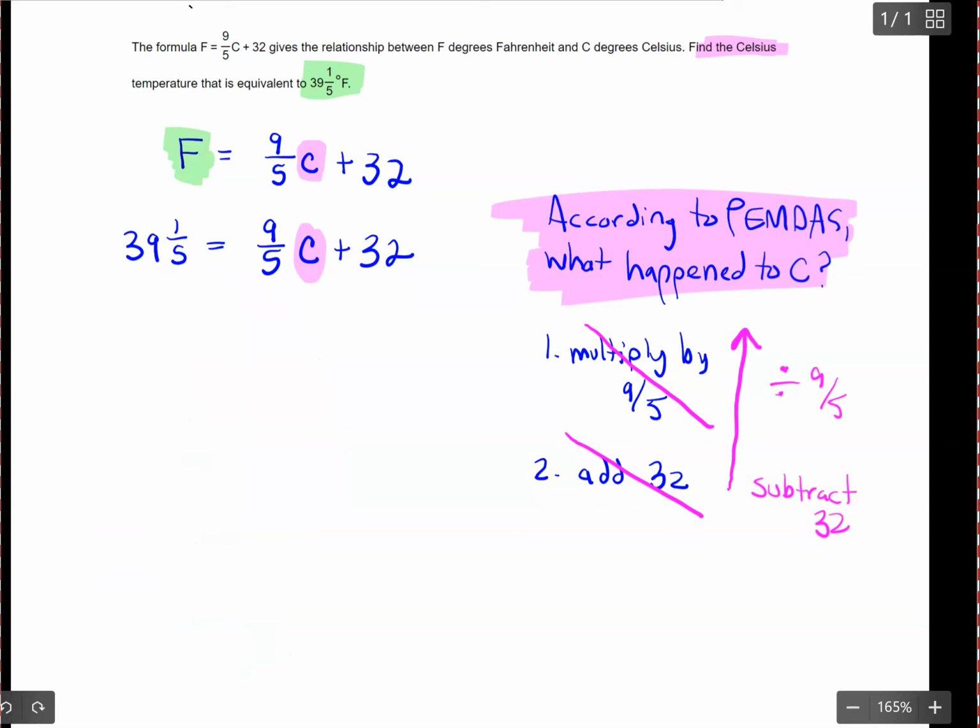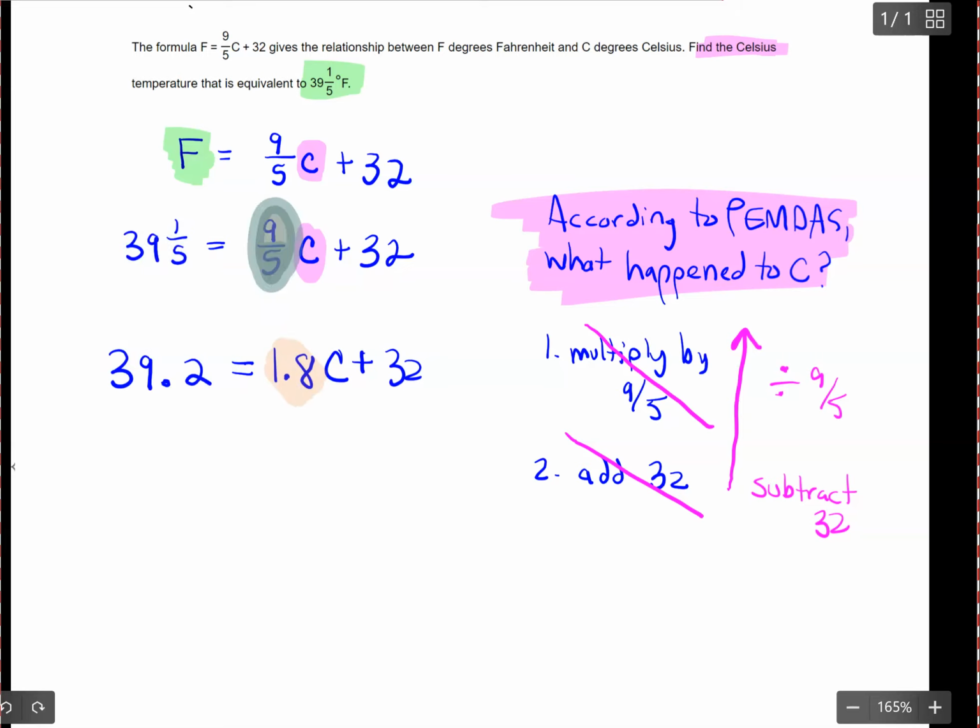So again, 1 out of 5. If I do 1 divided by 5 on my calculator, I get 0.2. So if I wanted to convert 39 1/5 to a decimal, that's going to be 39.2. And then 9/5, if I do 9 divided by 5 on my calculator, that gave me 1.8. Okay, so I converted those fractions into decimals. They were nice, pretty terminating decimals. I didn't have to do any rounding, so it's totally legal to do that.